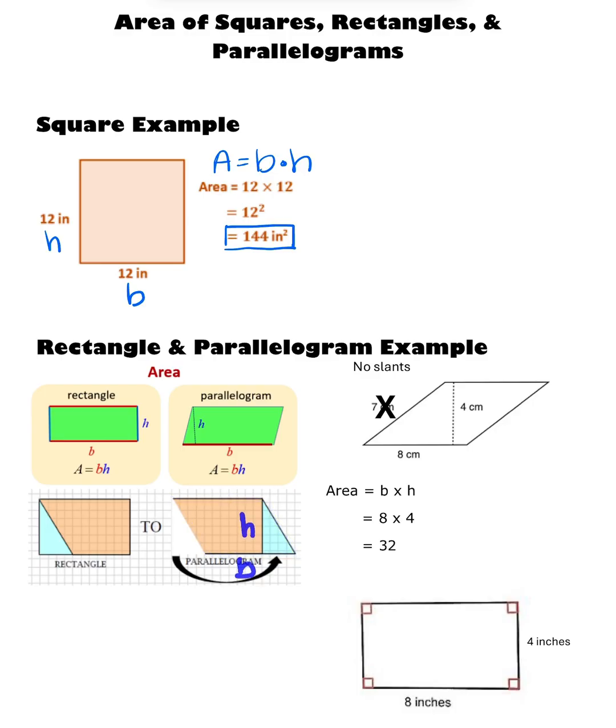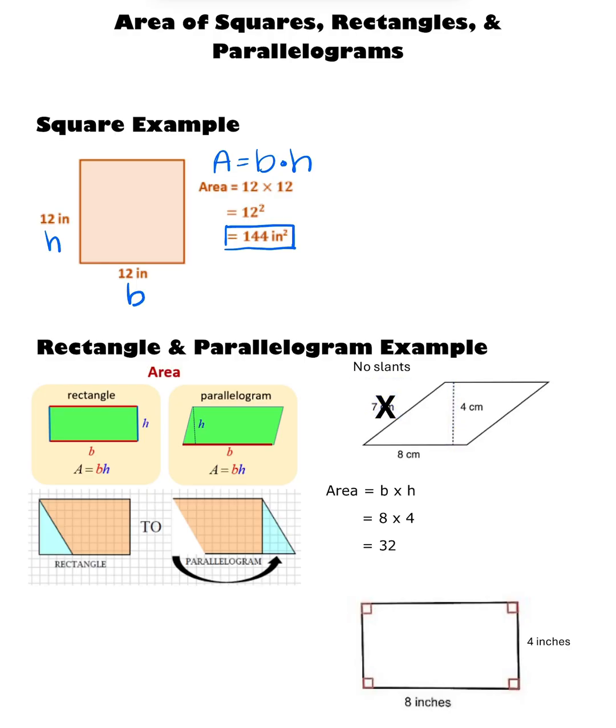So again, base times height. But remember, on parallelograms, we never use the slant. We're never going to use the slant on these types of problems. We're still going to use a straight up and down height. Remember, when you go to the doctor and they take your height, you want to make sure they take your straight up and down, standing up straight height. All right, so again, rectangle, base times height, parallelogram, base times height. Same formula. And again, we always use the straight up and down height. We never use the slants, no slants.